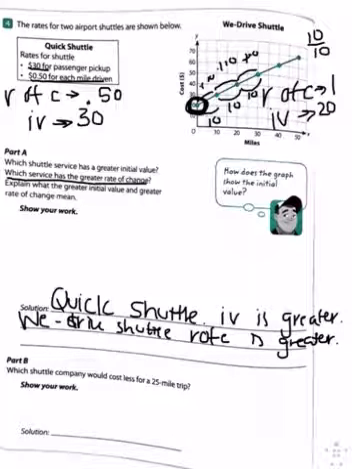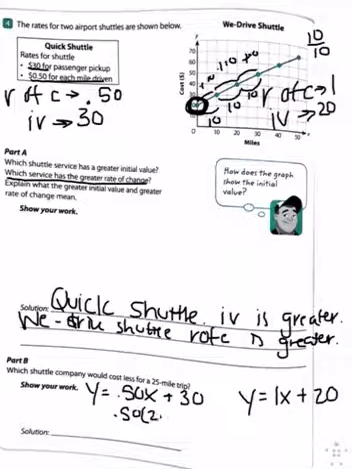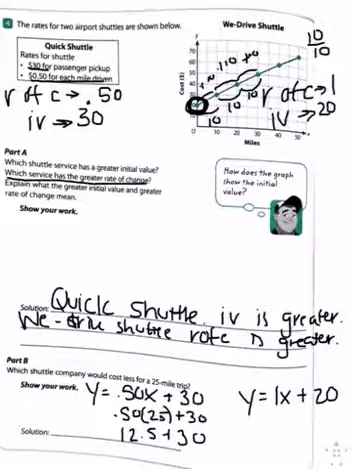For the Quick Shuttle, we have y equals 0.50x plus 30. 50 cents is our rate of change, 30 was our initial value. For the We Drive shuttle, it's going to be y equals 1x because it's $1 plus the $20 fee. And so for a 25-mile trip, we're going to do 0.50 times 25 plus 30. 0.50 times 25 is going to give us 12.5. 12.5 plus 30 is going to give us 42.5. It's going to cost $42.50 from Quick Shuttle.